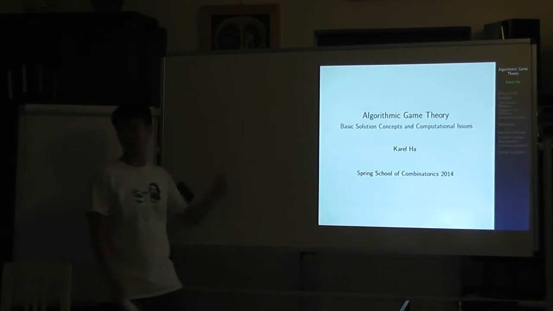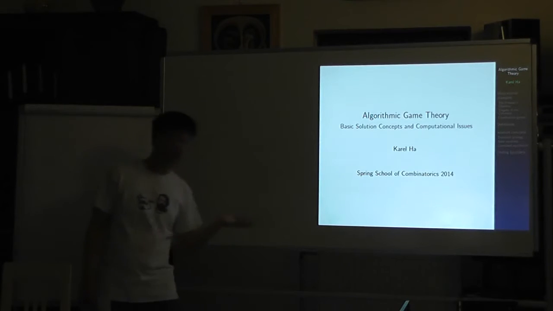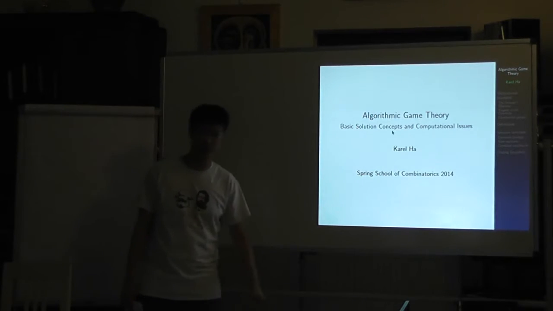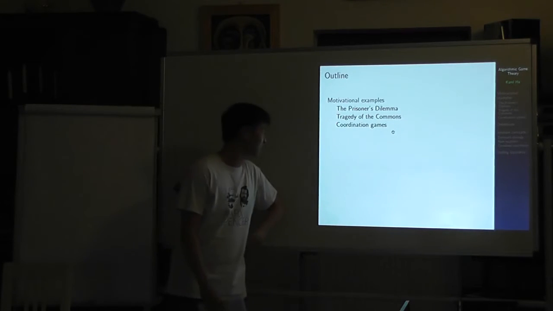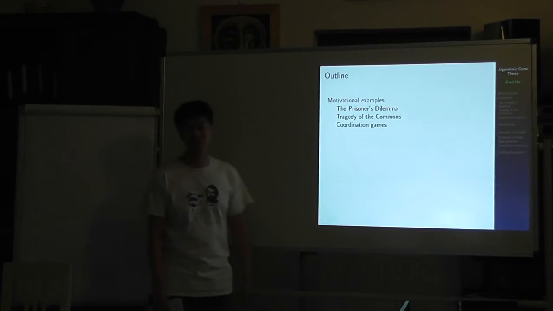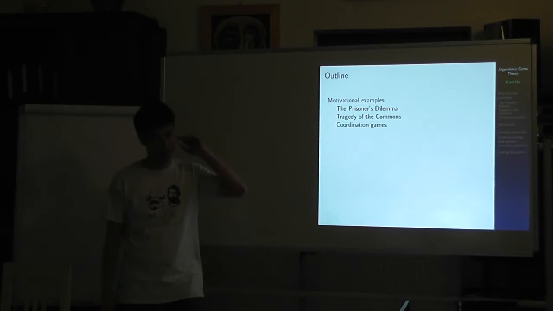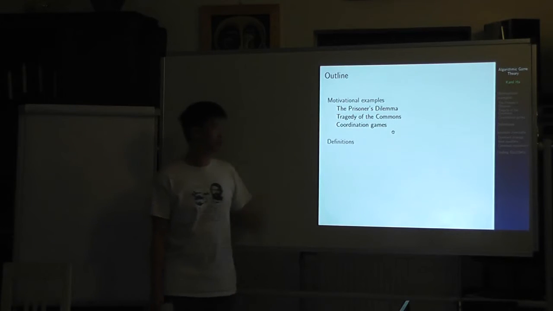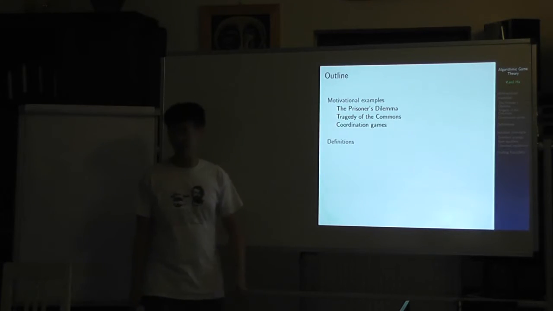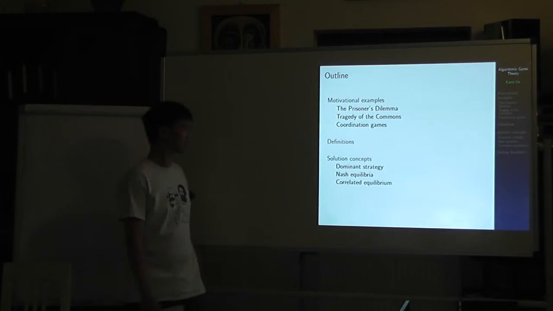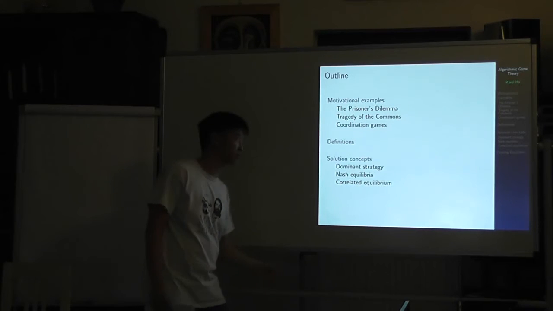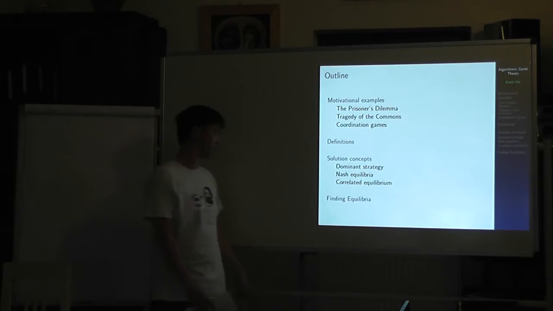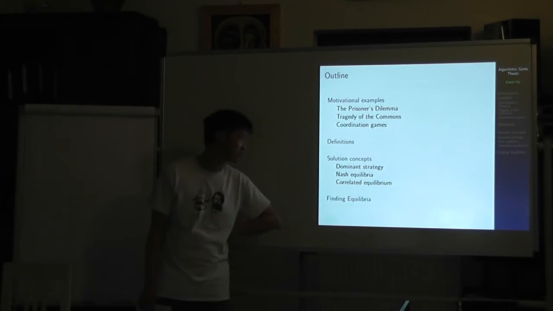Several links from advertisements. And this is basically algorithmic game theory. We'll first show some motivational examples. Then we will formally define the games. And we will talk about what can be the solutions to these games. And then we will briefly discuss how to find the solutions to these games.